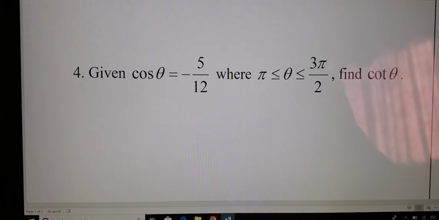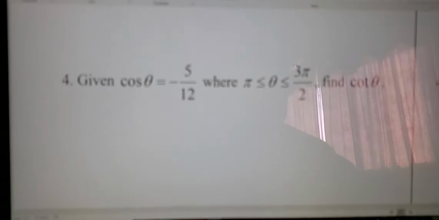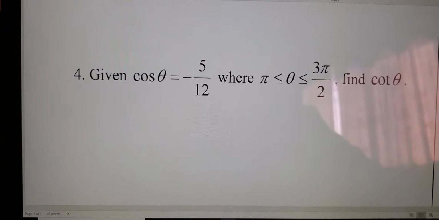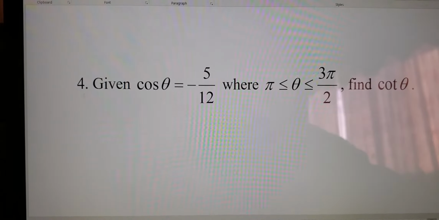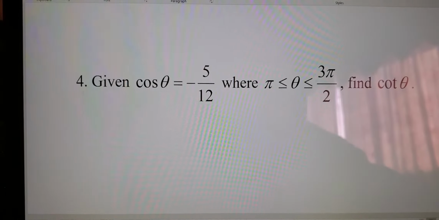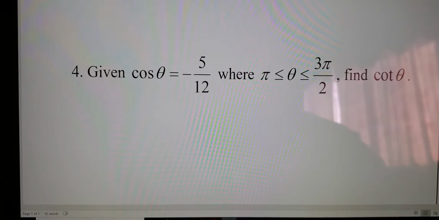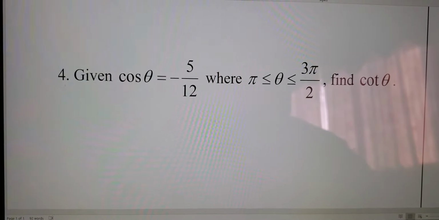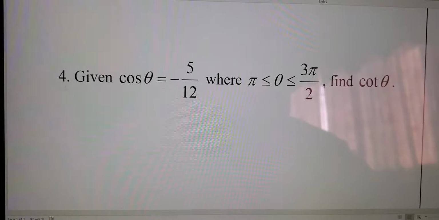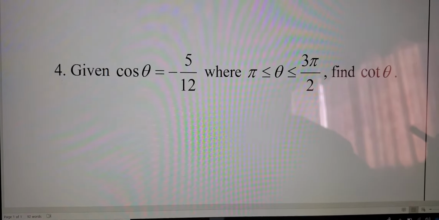Alright guys, so now we're going to be working on the following problem. It's going to be a little bit more tricky than the one we did in class, but hopefully it gives you a better idea. The problem states: given cosine theta is equal to negative 5/12, and the parameters are from pi less than or equal to theta less than or equal to 3 pi over 2, meaning theta is between pi and 3 pi over 2. We're trying to find cotangent of theta.